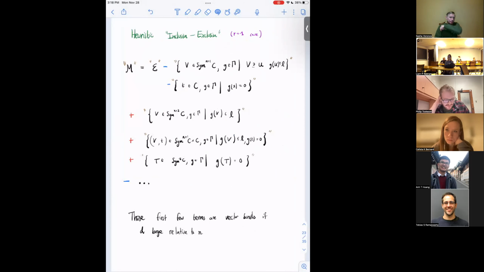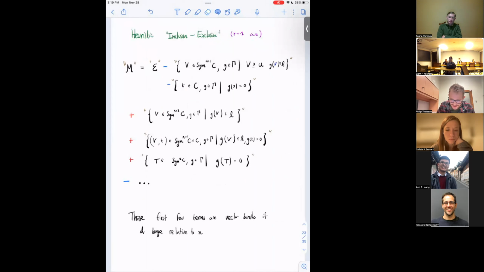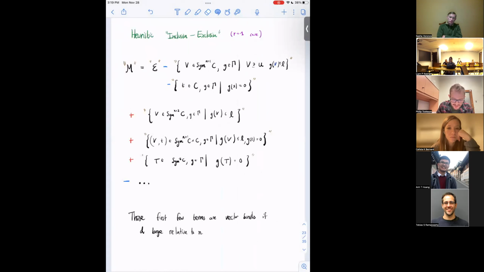And then if you want to understand the homology of M, roughly speaking, as a first approximation, the homology of M is the homology of E minus the homology of this incidence correspondence, the set of all V, G such that V strictly contains a set U and G of V is contained inside of L. So you take E, you subtract off these two terms, which correspond to the two different pieces of the complement. But then you've overcounted some, so you have to add back in various things. This is some sort of heuristic you can use.